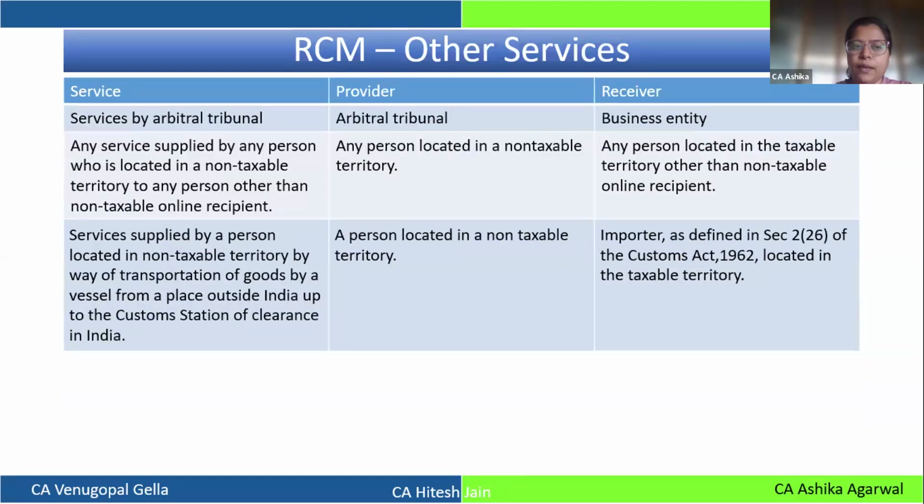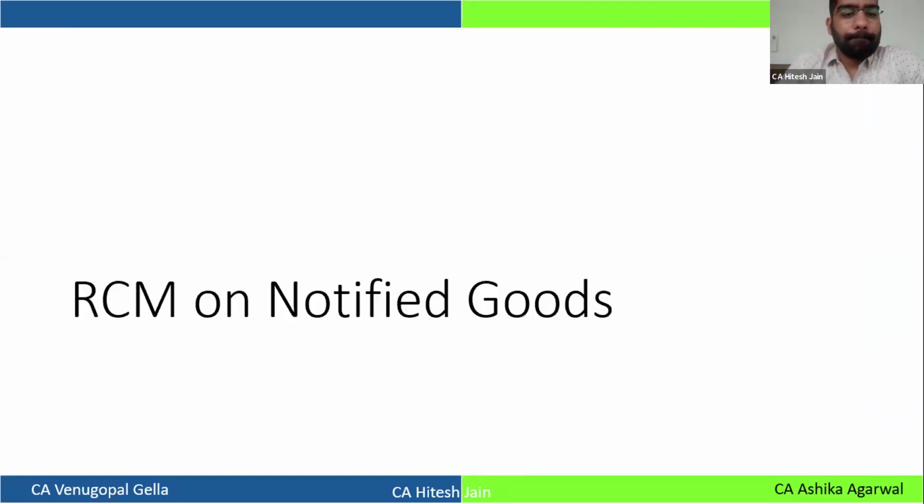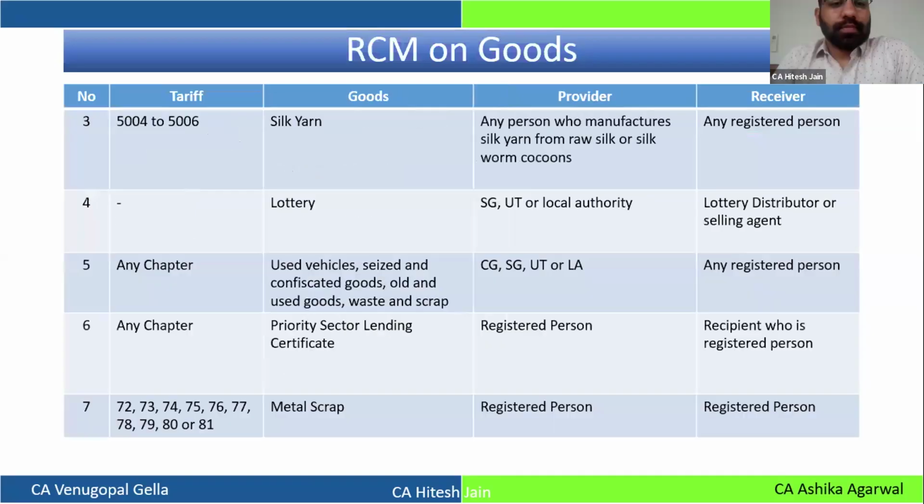Next. This is RCM on notified goods. So goods are also covered under RCM. We have given the list, and recently metal scrap has been added. If any of you are in the business of metal scrap, just make sure the provider is registered and the receiver is also registered, then RCM will be applicable. So verify that and accordingly you can pay. Next.